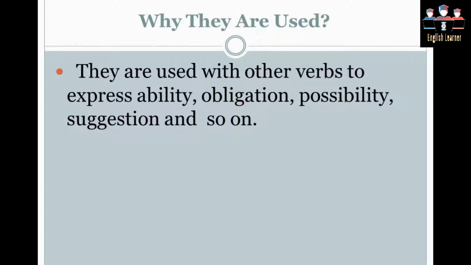Why are they used in a sentence? They are used with other verbs to express ability, obligation, possibility, suggestion, and so on. Modal verbs act very differently from other verbs. They express ability of something or someone, obligation towards someone, or the possibility or likely chances of something to occur, or a suggestion from someone to someone.